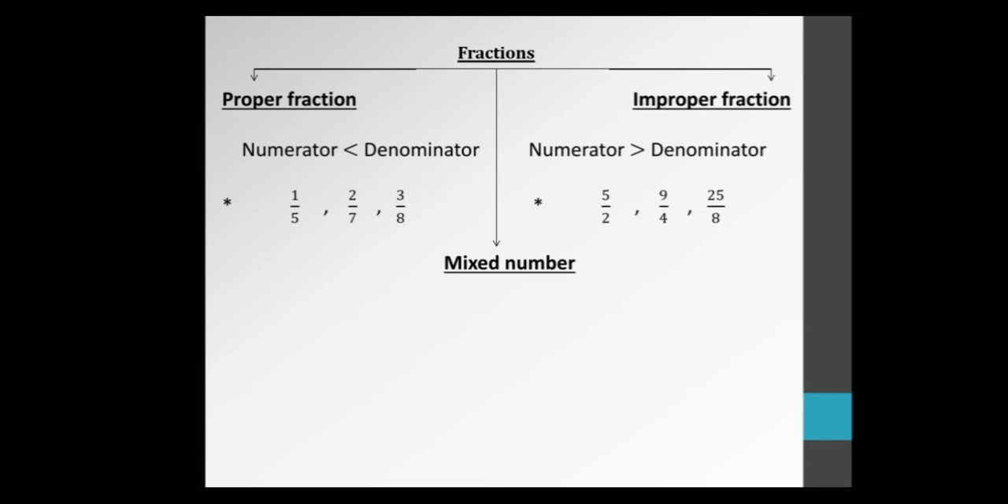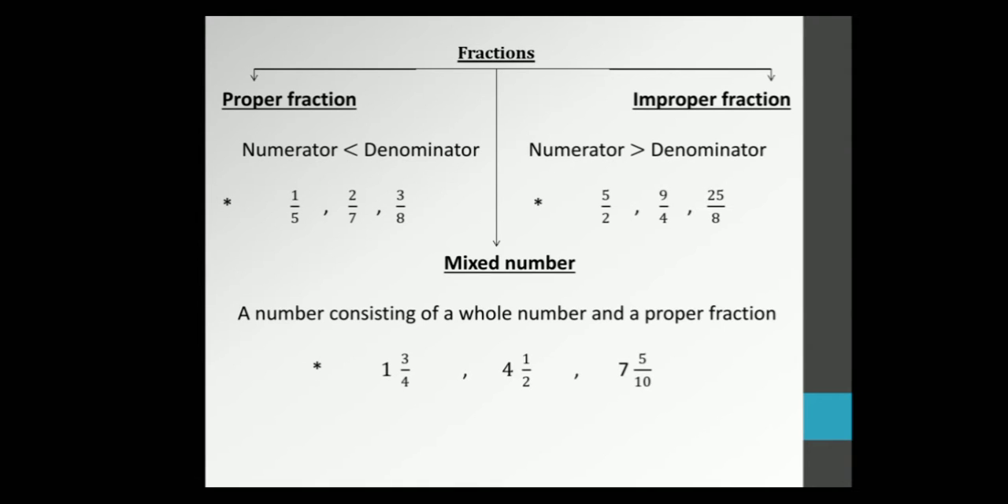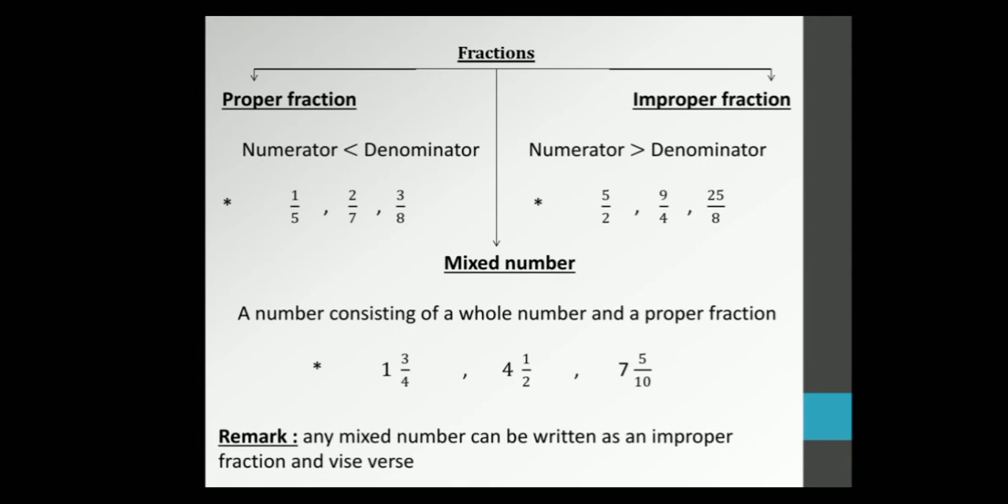And we have another type which is called a mixed number. What's the meaning of a mixed number? A mixed number is a number which consists of a whole number and a proper fraction. For example, I have 1 and 3 over 4, 4 and 1 over 2, and 7 and 5 over 10. And we know that any mixed number can be written in the form of an improper fraction and vice versa.